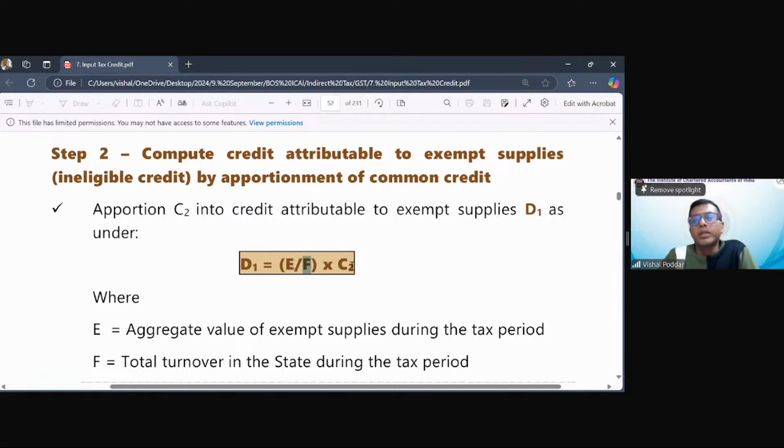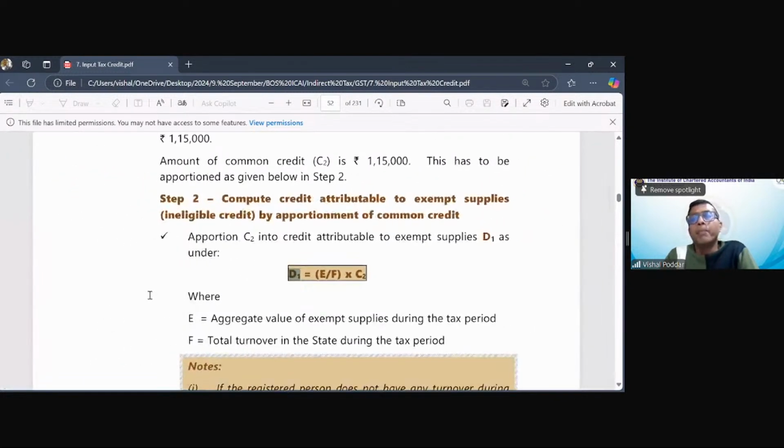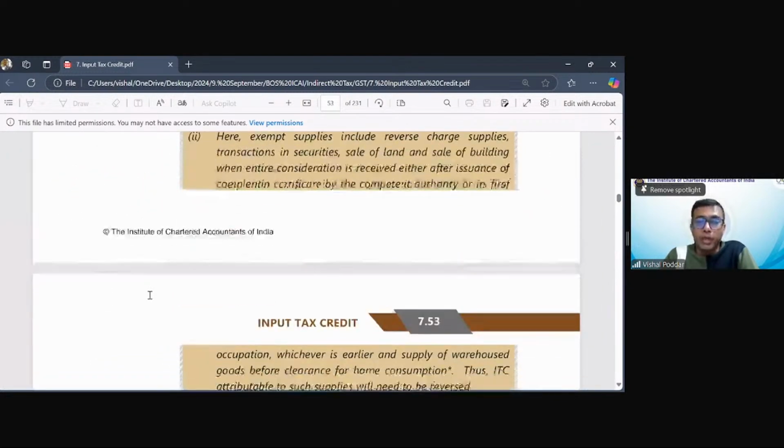Now you can understand that this is a simple maths by which you are finding out of this common credit, which is C2, how much is the proportionate credit applicable to your exempt supply. This is called as D1. So D1 is the first amount, which is your proportionate ITC applicable to exempt supply.